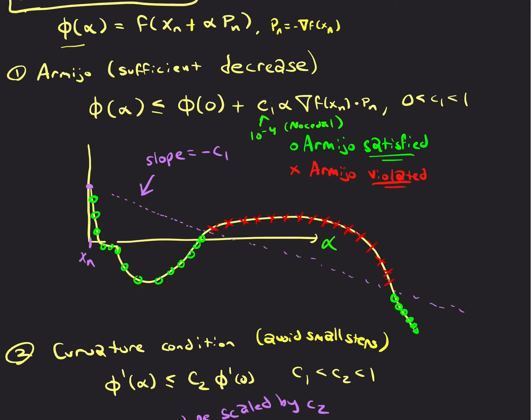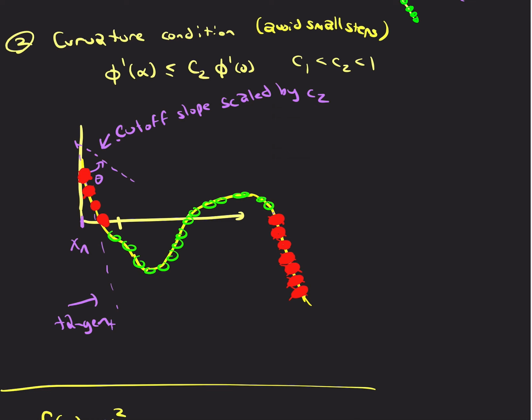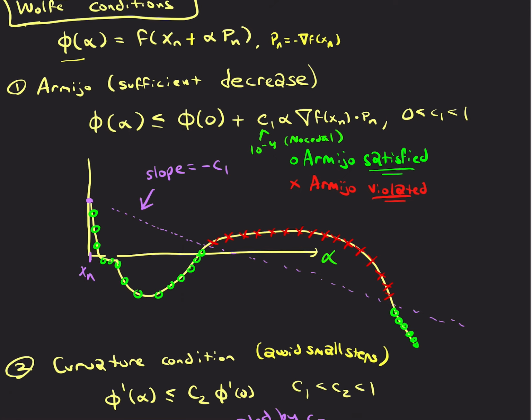To avoid small time steps, or not time steps, avoid small step lengths in the optimization, we satisfy the curvature condition, which says that the slope at our step length alpha must be less than or equal to some constant, C2. Oh yeah, sorry, I forgot to mention. C1 must be between 0 and 1. Why?